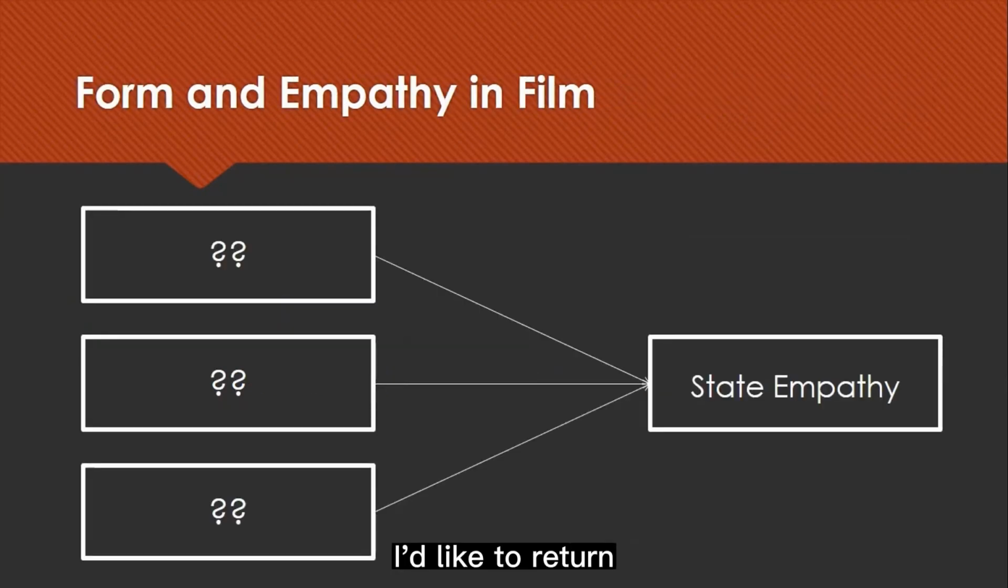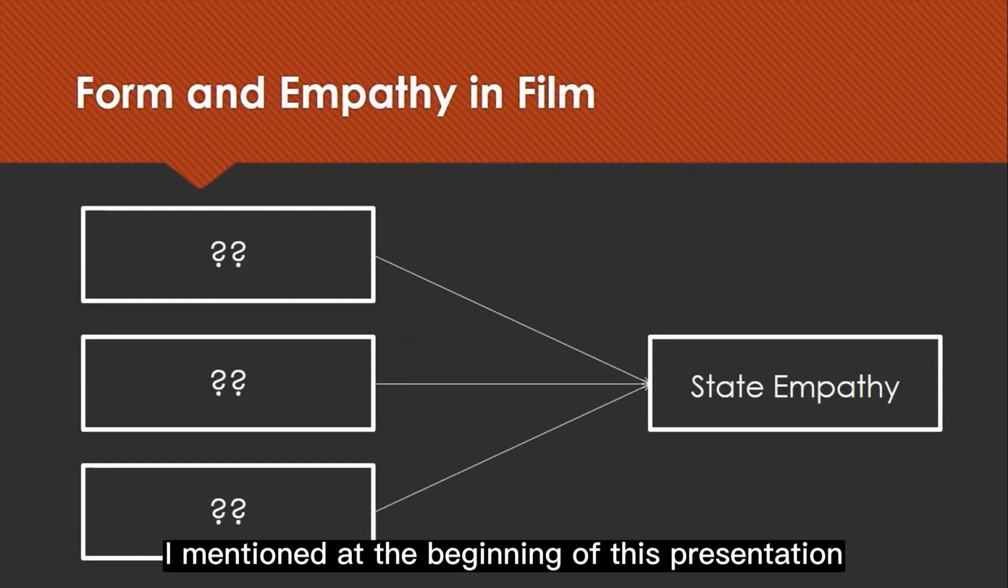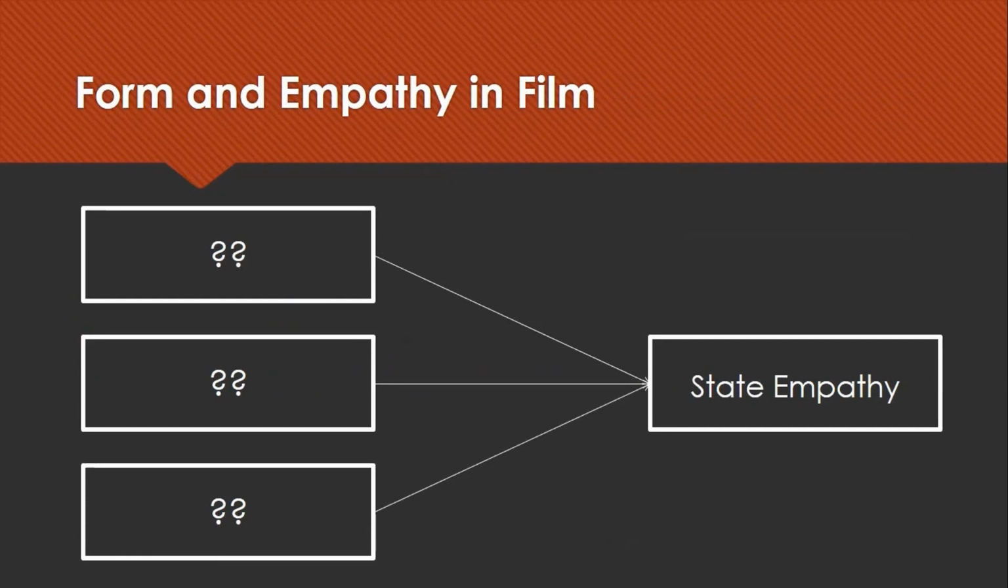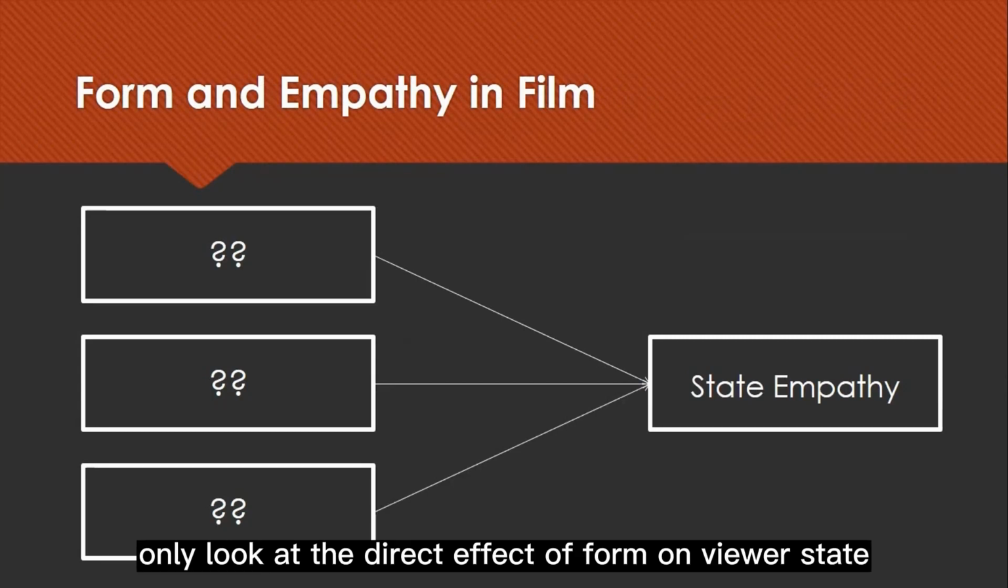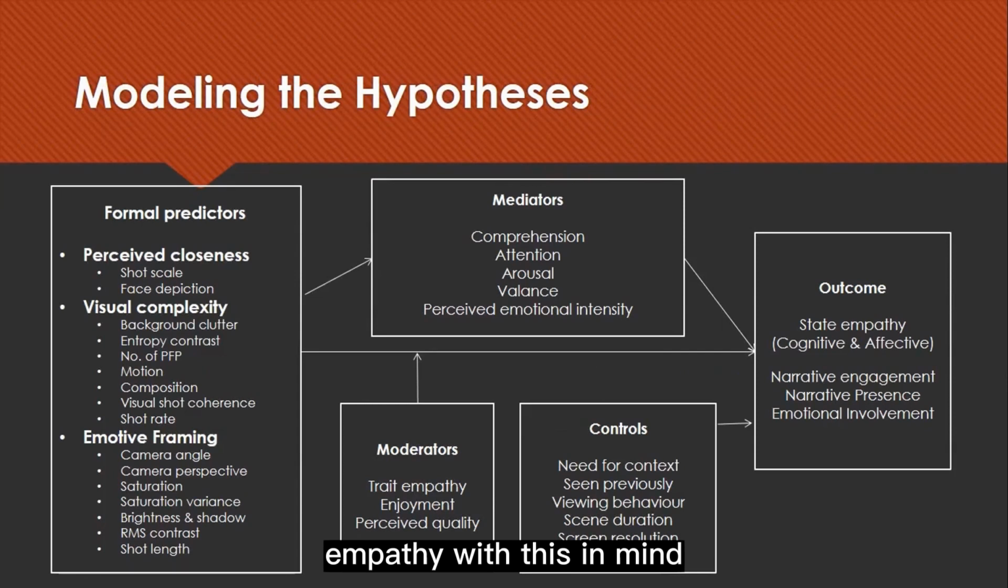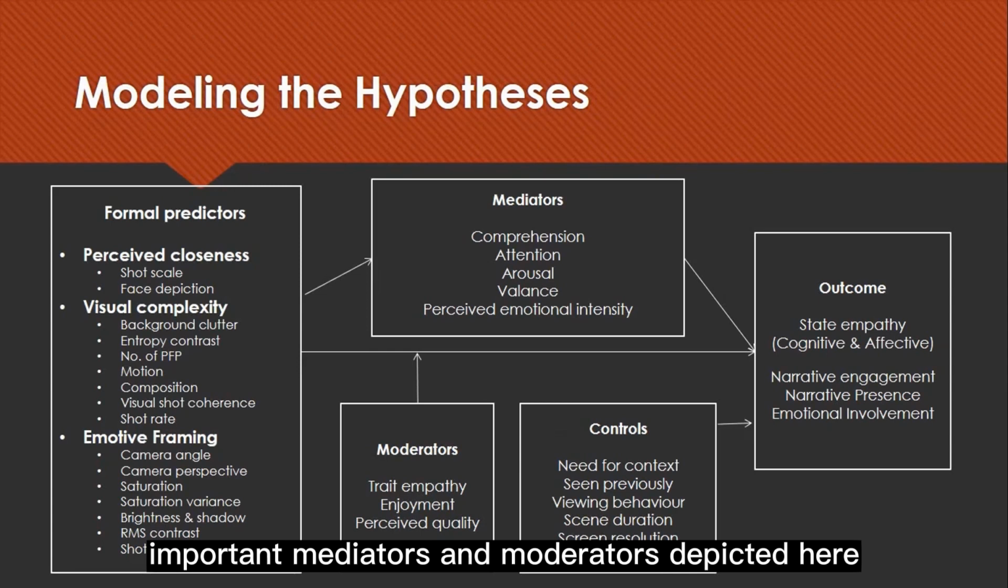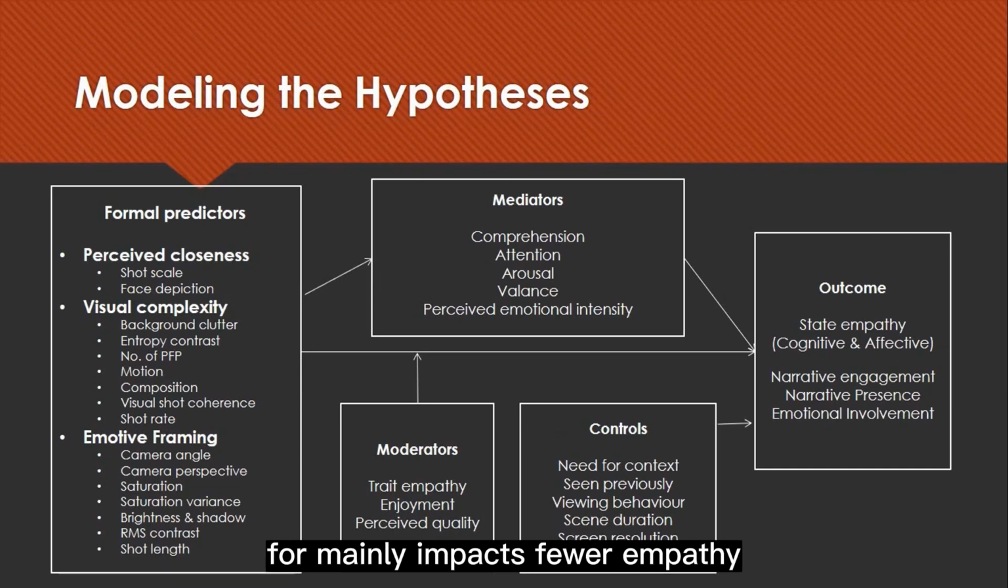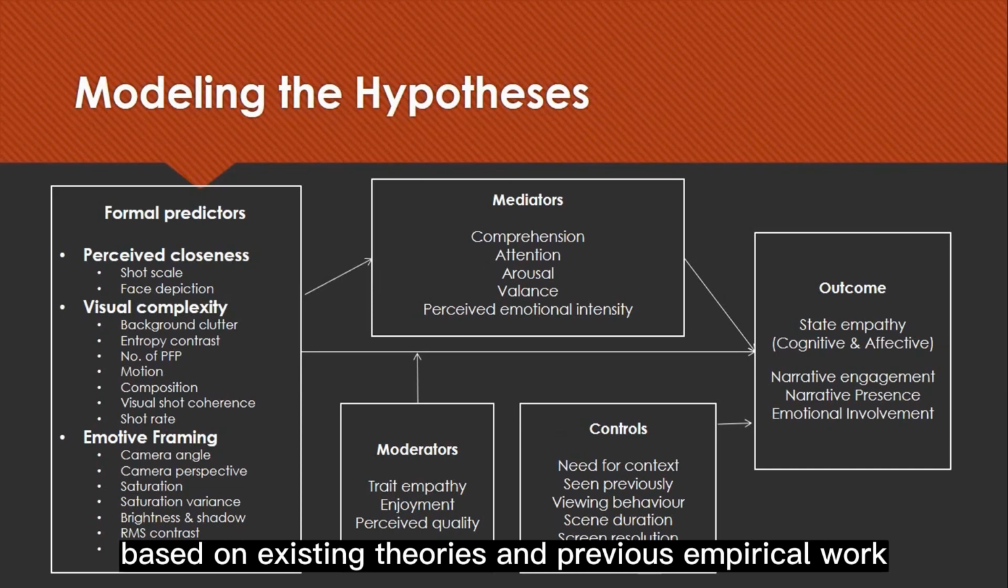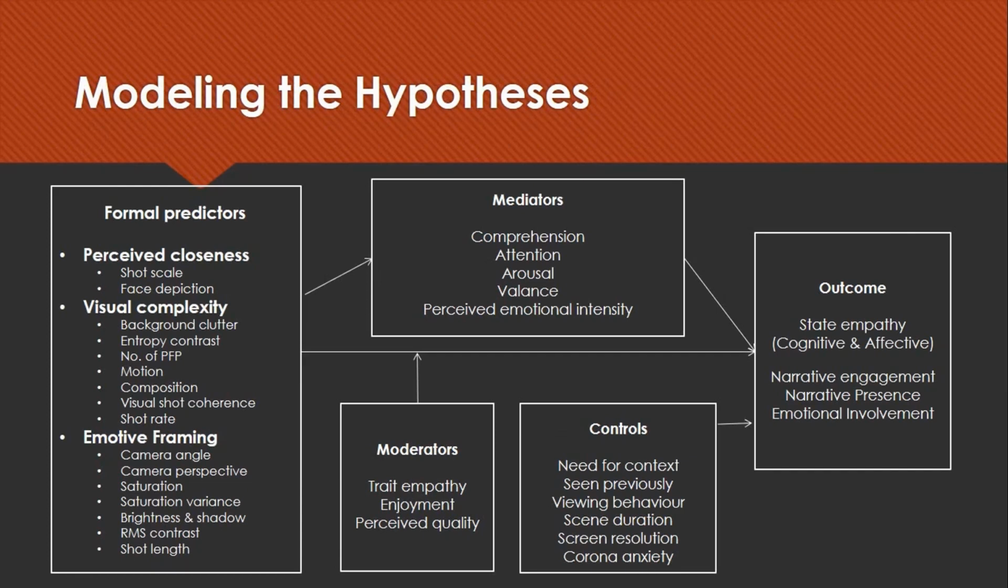At this point, I'd like to return to the framework I mentioned at the beginning of this presentation. Based on what we found so far, it seems it would be insufficient to only look at the direct effect of form on viewer state empathy. With this in mind, we've laid out a hypothetical model including a number of, we believe, important mediators and moderators, depicted here. This model captures the three ways in which we think form mainly impacts viewer empathy, based on existing theories and previous empirical work.